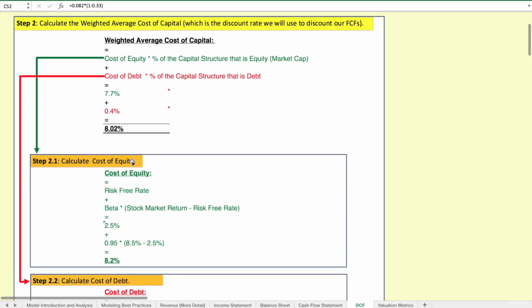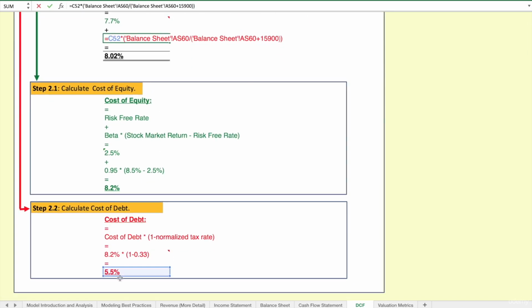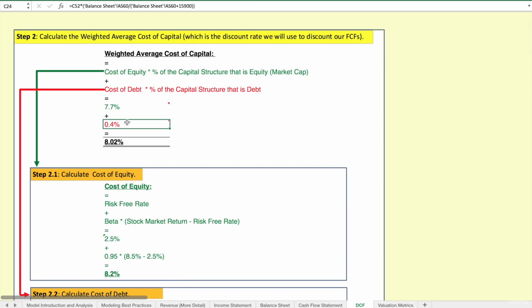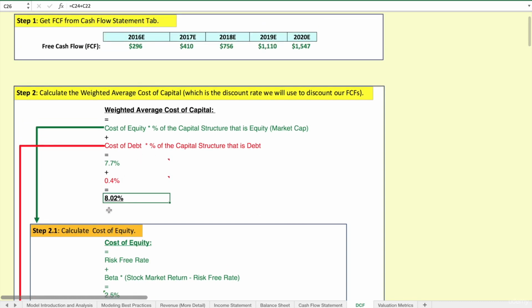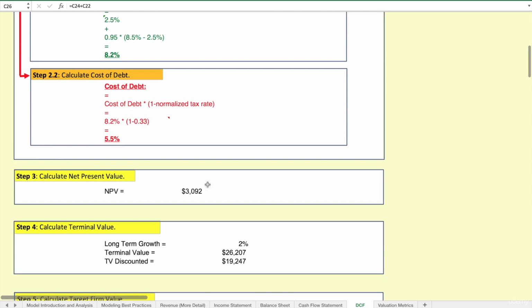Good. And we take 5.5% and multiply it by the percent of our capital structure which is debt. It's basically 1 minus the equity portion, so as a percent of capital structure. And that gets us to 8.02%, and that's our cost of capital. We're going to use this to discount all of these items back into today's terms. Cool. All right, so let's do it.